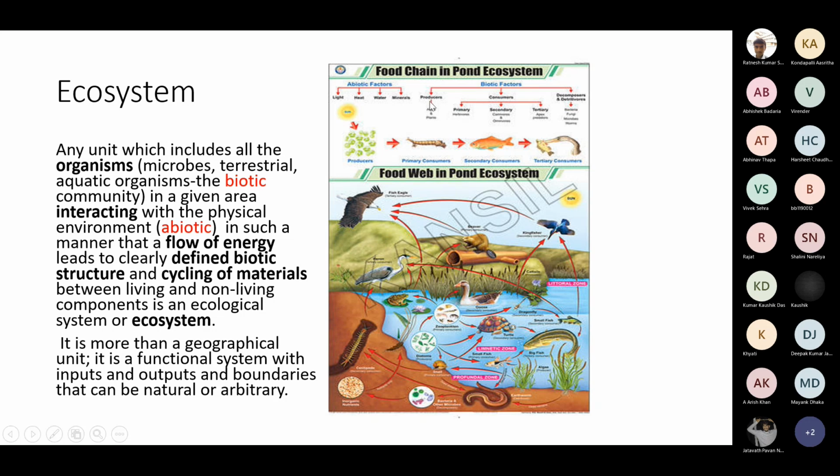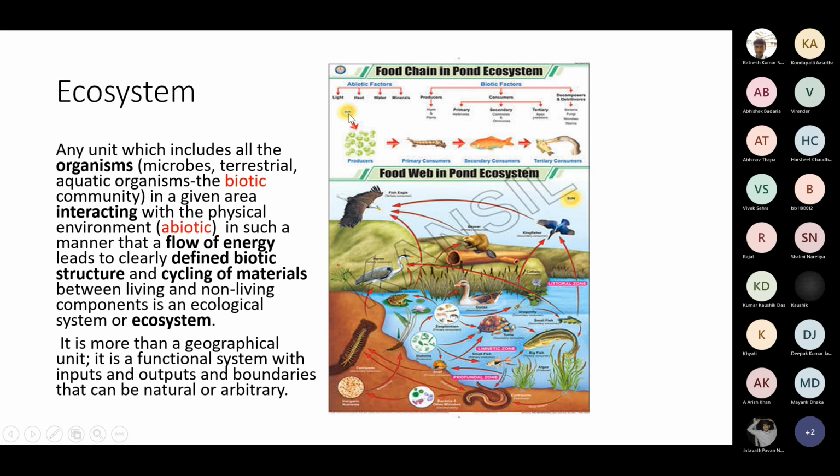The first is called a producer. There have to be systems like algae or plants which are able to capture the solar energy, because we say that there is a flow of energy in a very clearly defined fashion in an ecosystem. That flow of energy, the ultimate source of that energy, is the sun, as shown here.